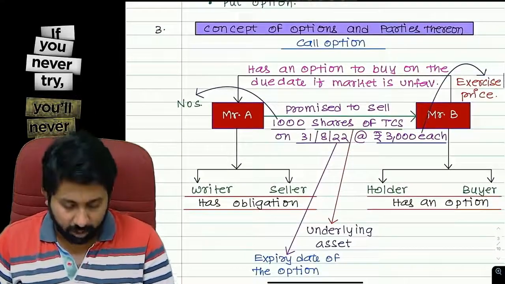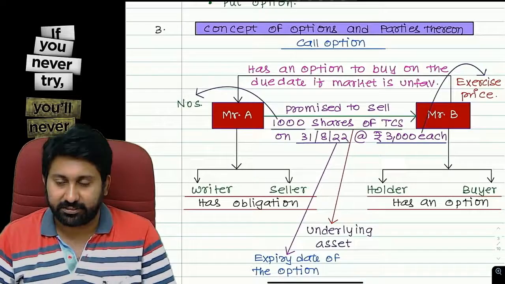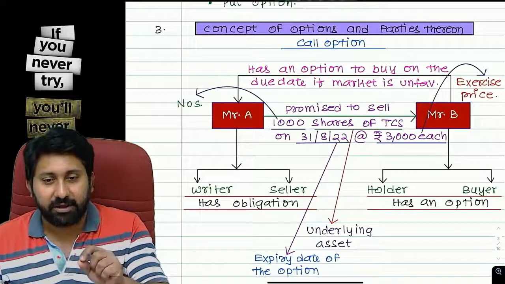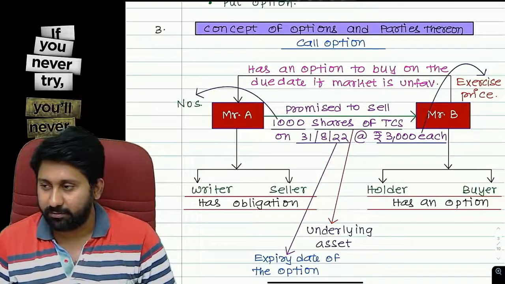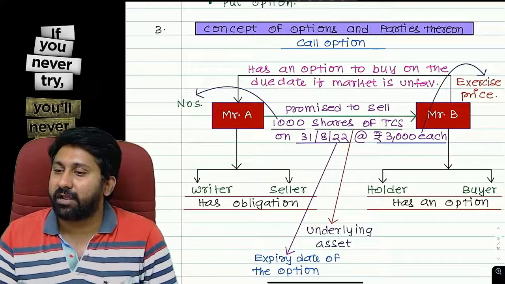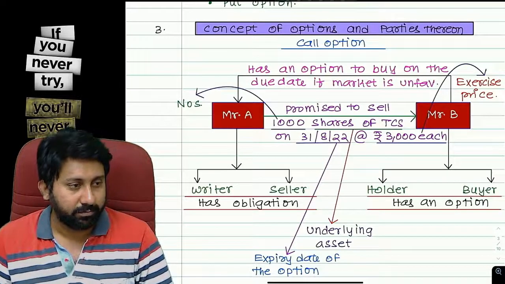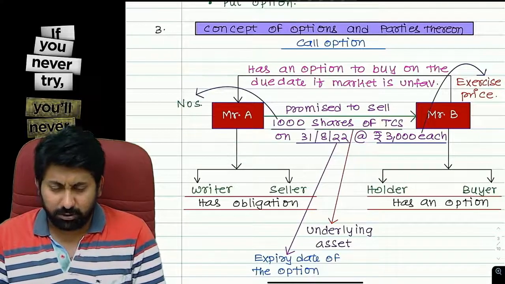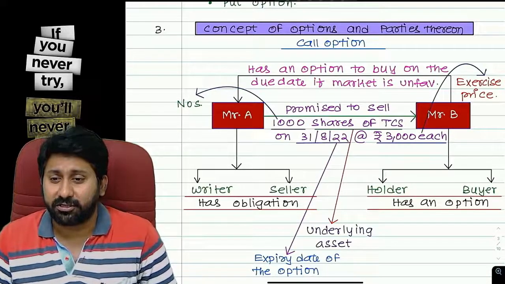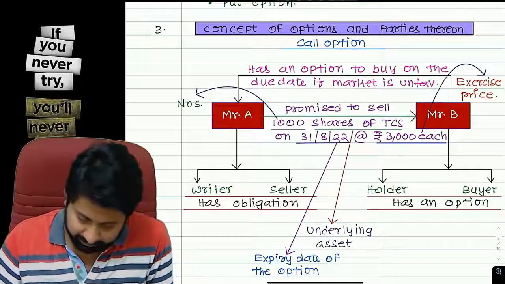Concept of options and parties. In the share market, there is a buyer and a seller. In the forward market in banks, there is a banker and a customer. But who are the parties inside the options? First we need to have clarity.